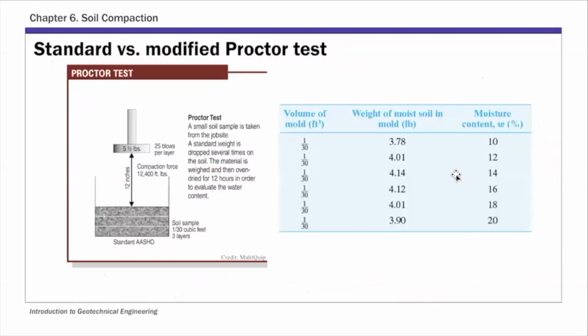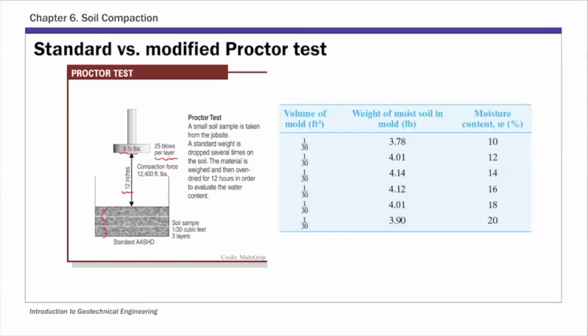And this picture basically summarizes the standard Proctor test. If you look at this picture here, this is the mold with fixed volume, and we have 3 layers, 1, 2, and 3. We know the weight of the hammer is dropping from a fixed height, and you use 25 blows per layer to compact the soil. So this summarizes the standard Proctor test.